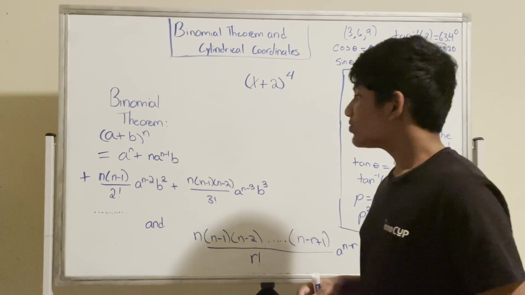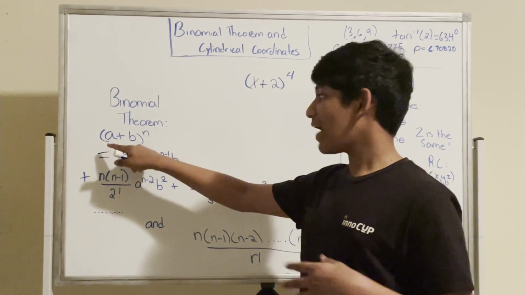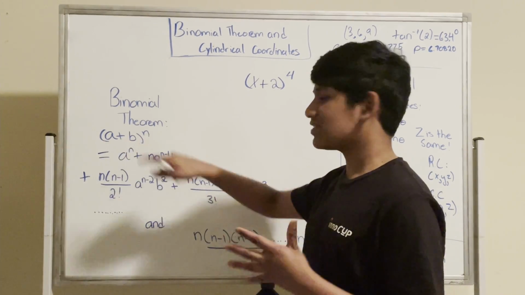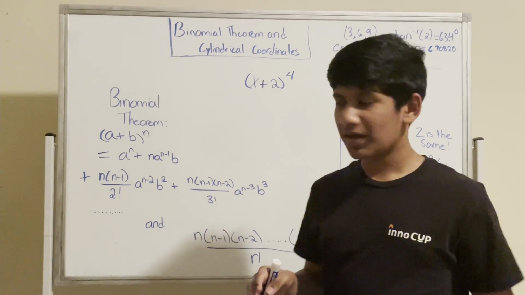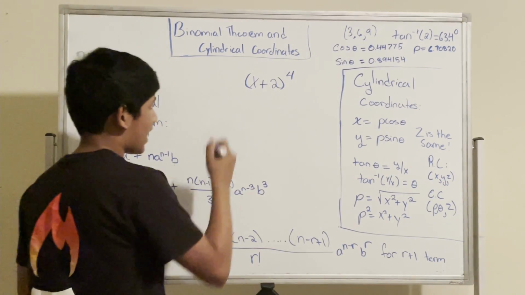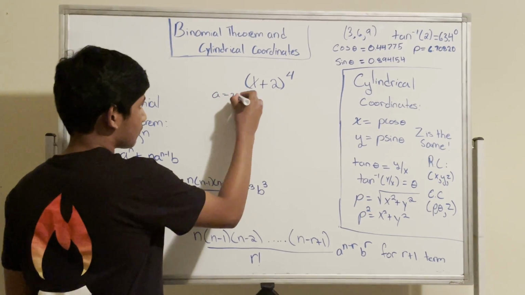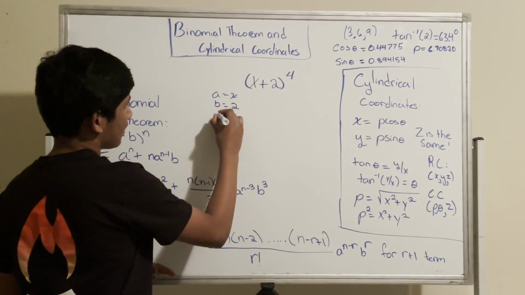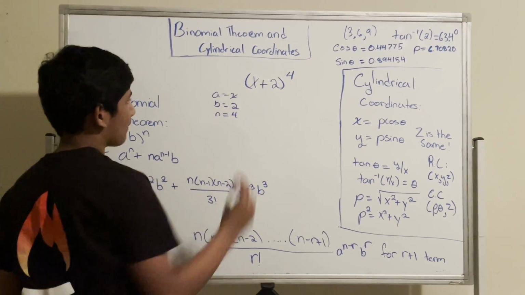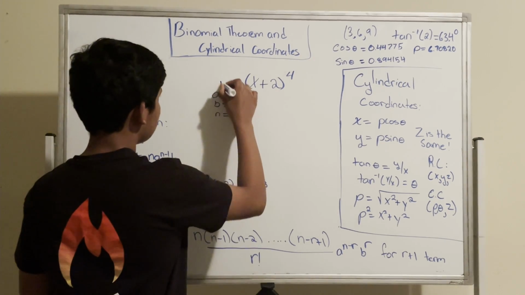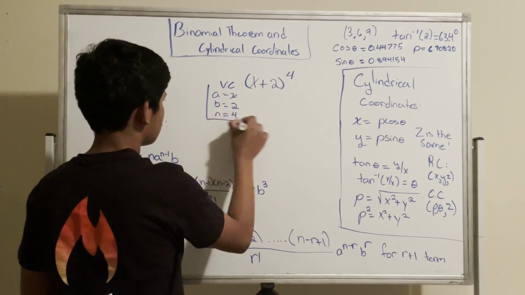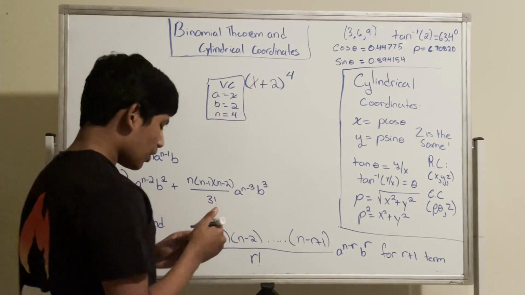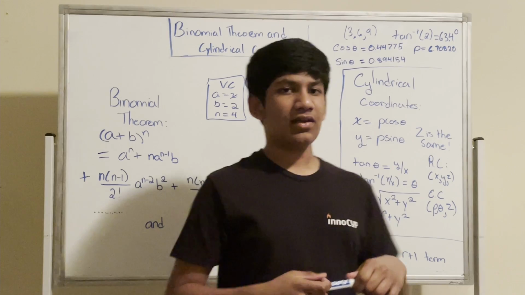Okay, so the binomial theorem says that we have to take an a, b, and n. So we have to define three variables here. Now this is pretty easy. We'll define our a to be x, b to be 2, and n to be 4. Okay, so we've got our variable checklist. We'll write VC. So we got our variable checklist done.